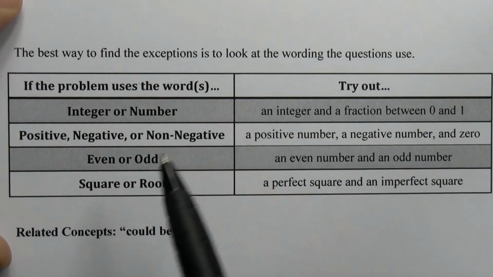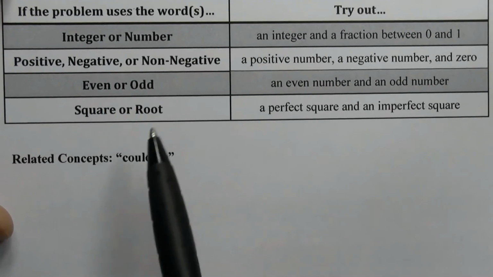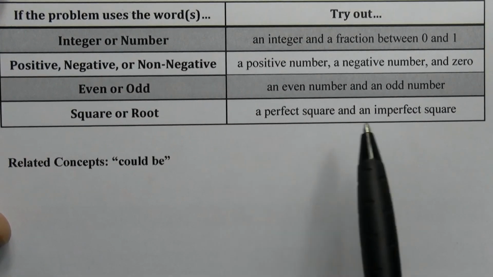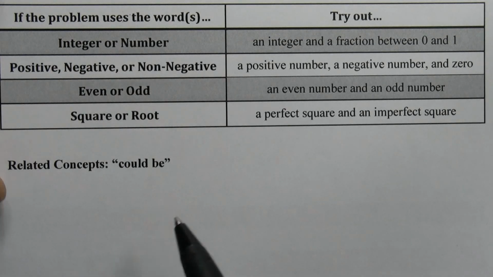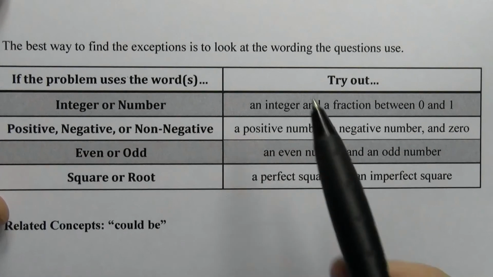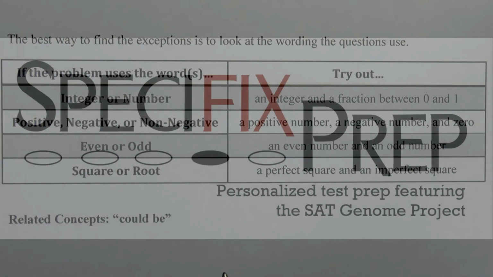If the question uses the words even or odd, make sure you try an even number, and make sure you try an odd number. We saw that with that question. And if the question asks about squares or roots, try perfect squares, imperfect squares, perfect roots. You get the idea. So really pay attention to the wording of the question, and it's going to give you a lot of insights into numbers that you should be trying. All right, good luck.